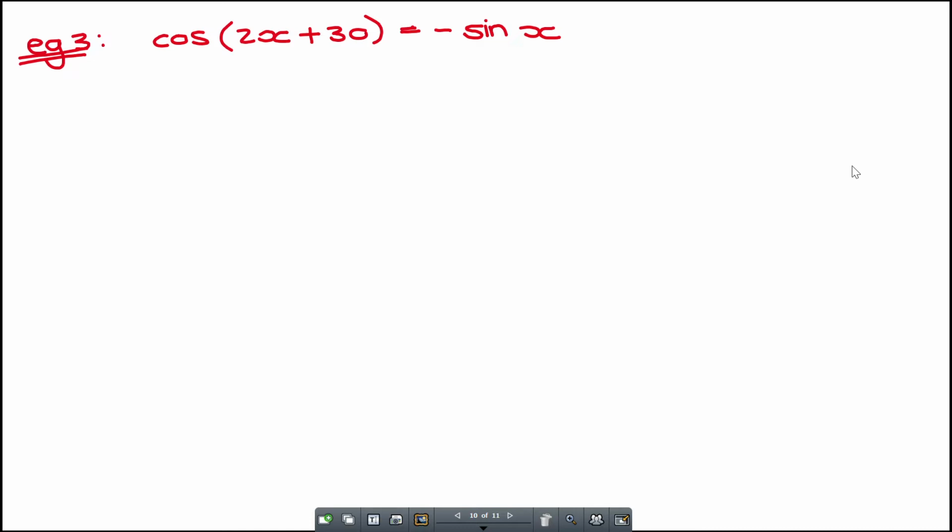Now, I'm not going to touch the left side, because there's already too much there. Look quickly to the right, minus sine x. Is there any way that I can change that so that it would be a cos x? Cos whatever.